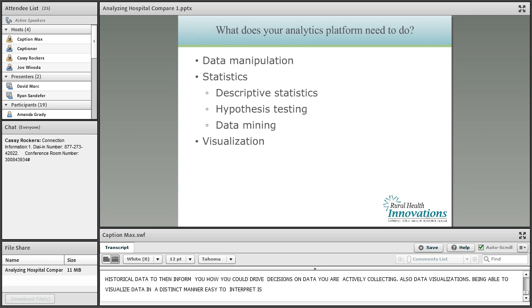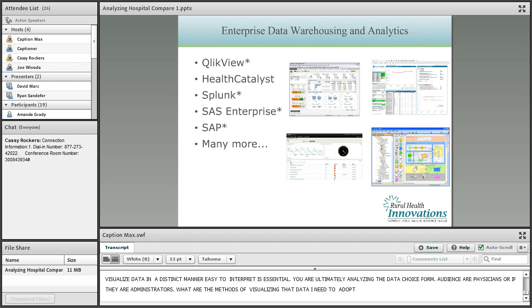So R is a software option that is widely available and widely used in other sectors outside of healthcare. In fact, there's research to show that R is one of the fastest growing data analytics platforms in the world.